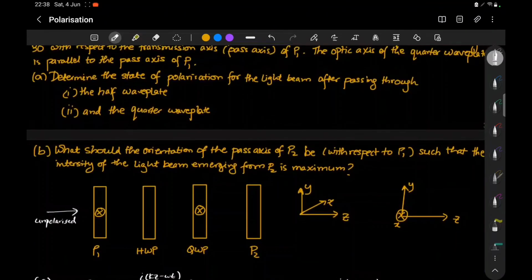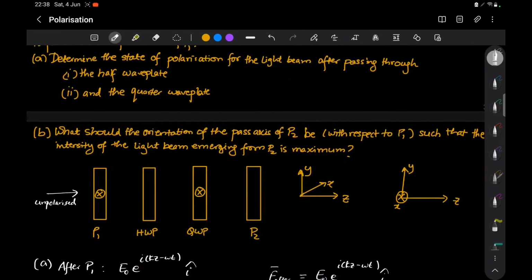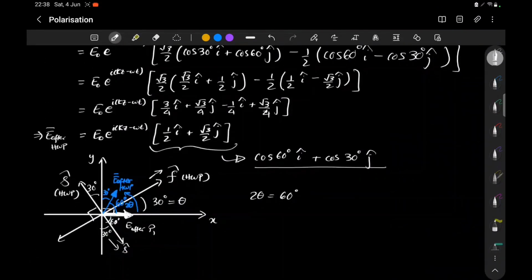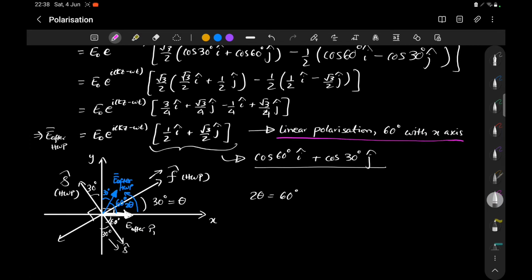Let's just see what part A was. Determine the state of polarization of the light beam after the half wave plate. So we see that the polarization is linear. This is linear polarization, making an angle of 60 degrees with the x-axis. So this is the polarization after the half wave plate.